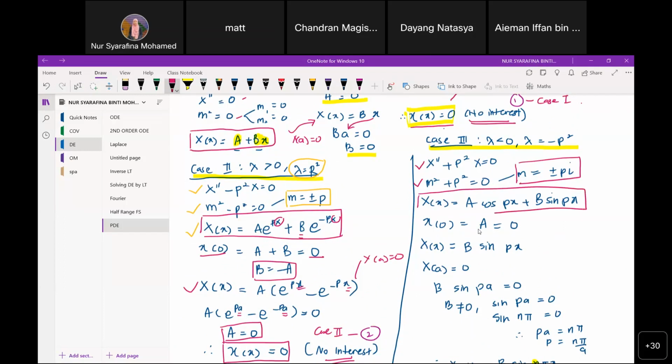Again, substitute the boundary condition. Use the condition given: X(0) equals 0. Substitute x equals 0 here, and this will give you a equals 0. And when a is 0, what's left? X equals b sine px. Now, with X equals b sine px, apply the other condition, X(a) equals 0. Substitute x equals a here, so you have b sine pa equals 0.